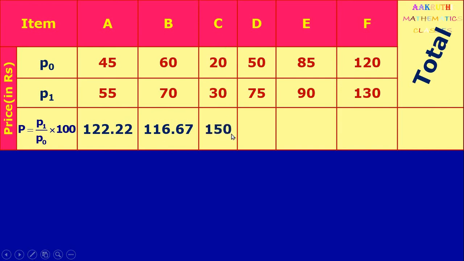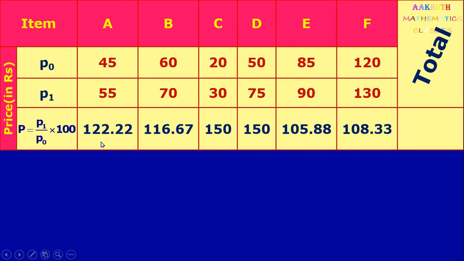So it is 150. For D, price relative is 75 by 50 into 100, so it is 150. For E, price relative is 90 by 85 into 100, so it is 105.88. For F, price relative is 130 by 120 into 100, so it is 108.33. Now add all these price relatives.